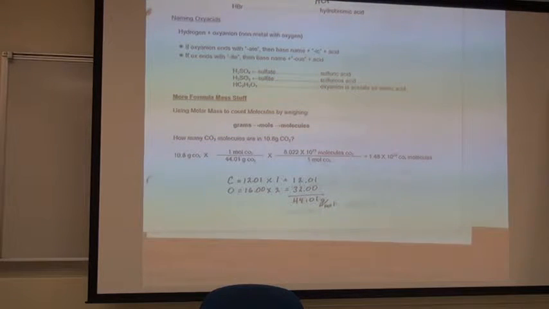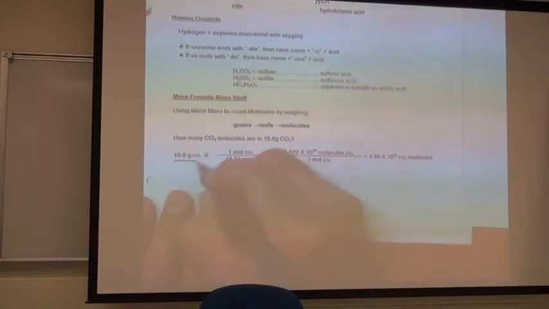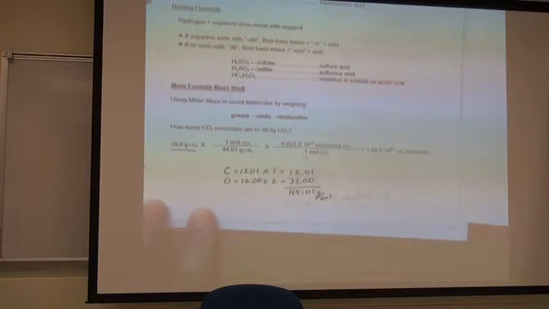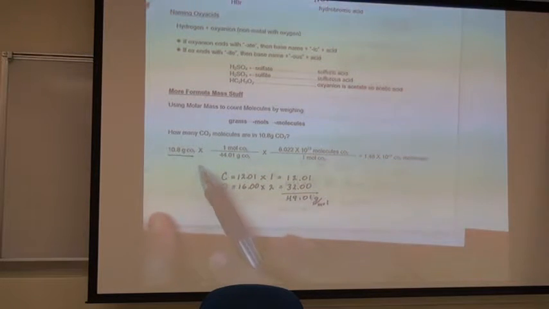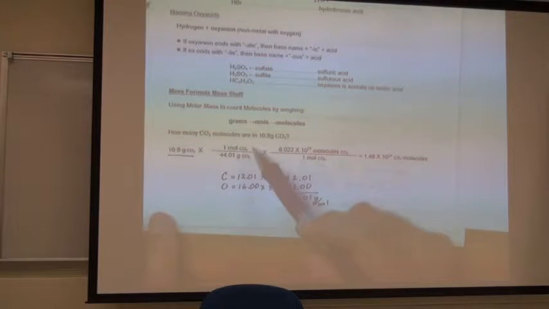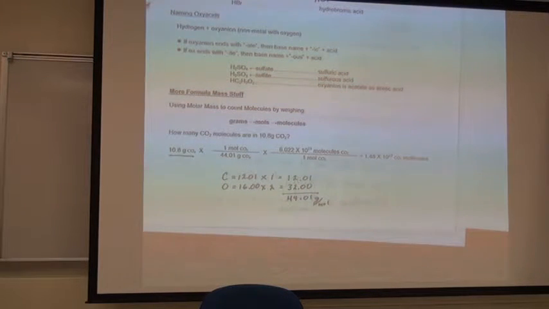So how do you do that? Well, you're given a weight, and you're asked to give number of molecules. In this case, it said how many CO2 molecules are in 10.8 grams of CO2. So now, with every problem, what do you start with? You start with what you're given. So we start with 10.8 grams. Now, we have to convert that to moles. So we need to know how many grams are in a mole. So how do we do that?